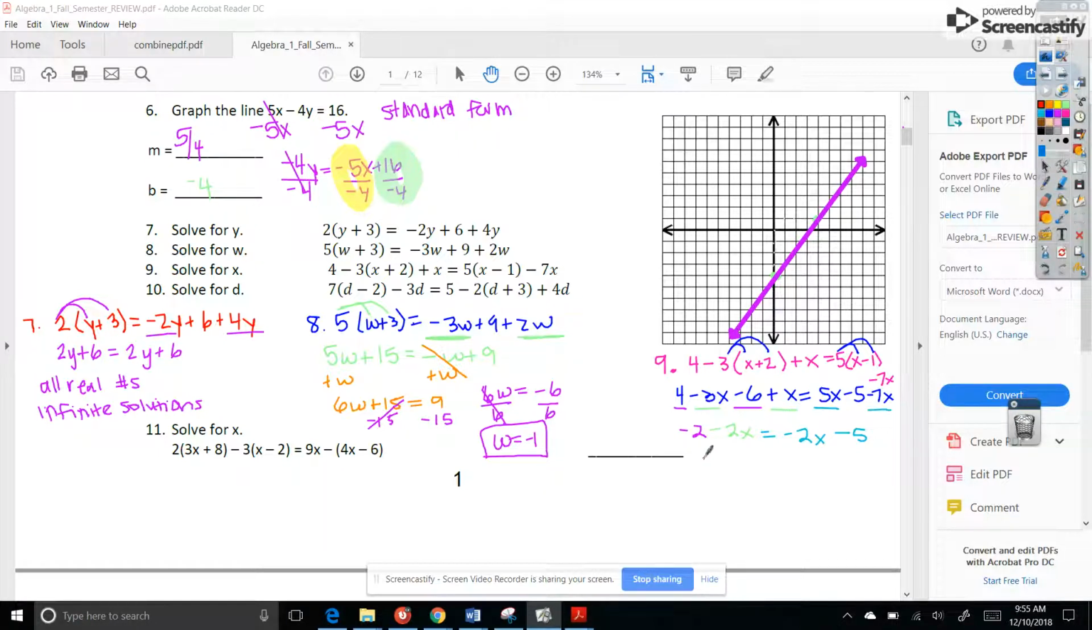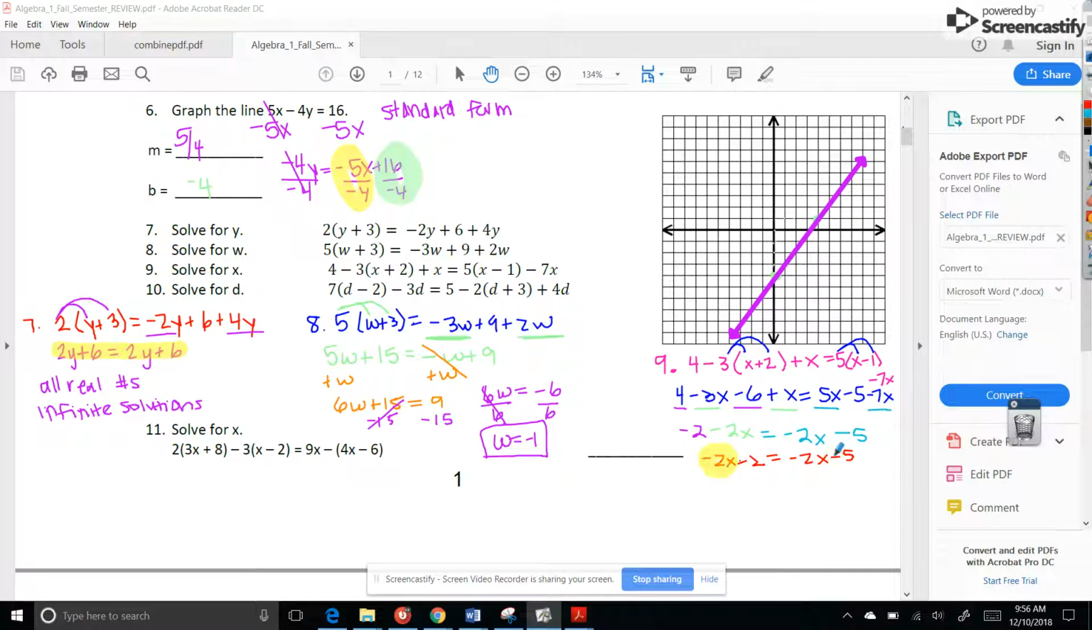If I rearrange this a little bit, I almost have what I had in number 7. But not quite. So I have the same coefficient on my x, but then I have different numbers as my constants. So what happens is if I start using inverse operations and I add 2x to both sides, because if I have negative 2x to cancel it out, I'm going to do positive 2x. It actually cancels out to say negative 2 is equal to negative 5. That's going to be a no solution.